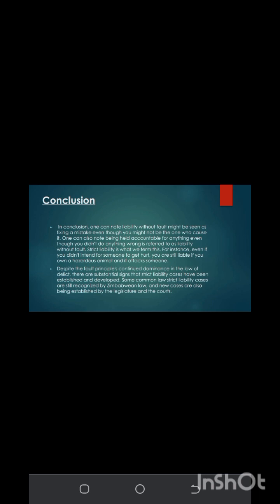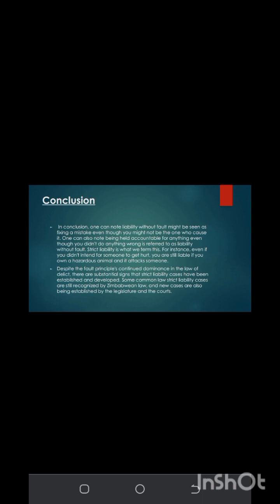So in conclusion, one can know that liability without fault might be seen as fixing a mistake even though you might not be the one who caused it. Being held accountable for something even though you didn't do anything wrong is referred to as liability without fault. Strict liability is what we term this. For instance, even if you didn't intend for someone to get hurt, you are still liable if you own a hazardous animal and it attacks someone.